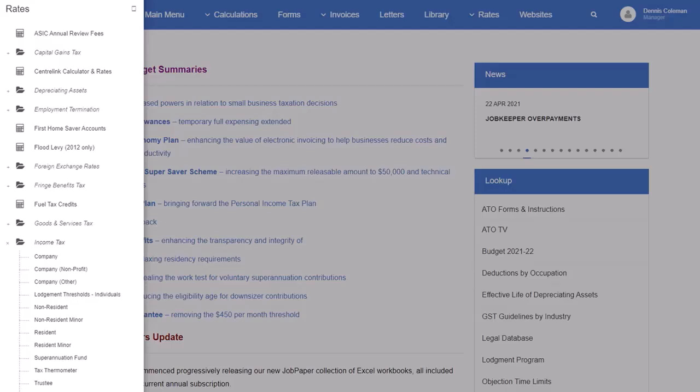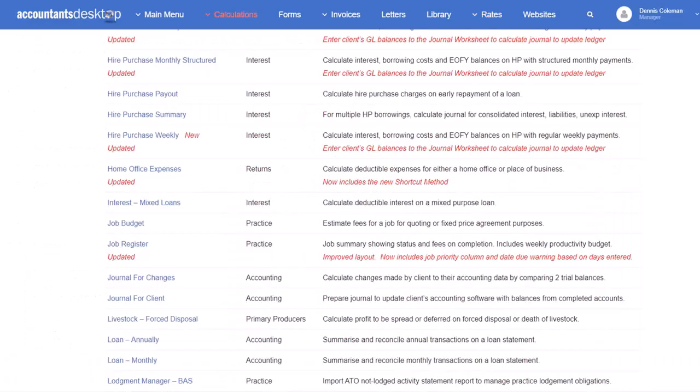He shows him a graphical illustration of the different tax rates applying to various entities, which he gets from Rates, Income Tax Thermometer. He then prepares a return for his sister, who has used her line of credit to run her business and pay for personal expenses.